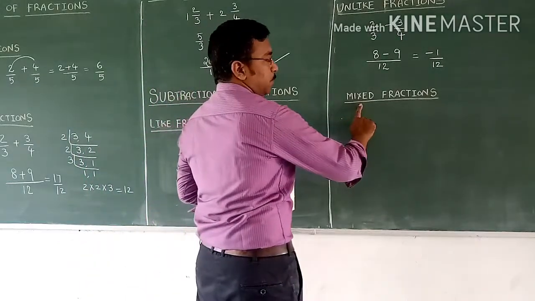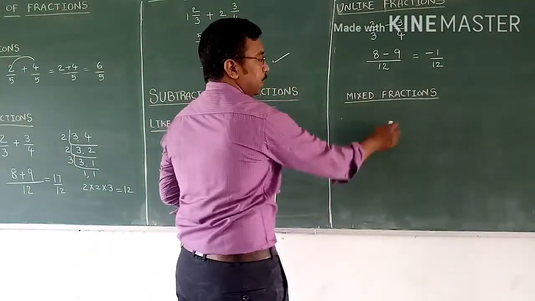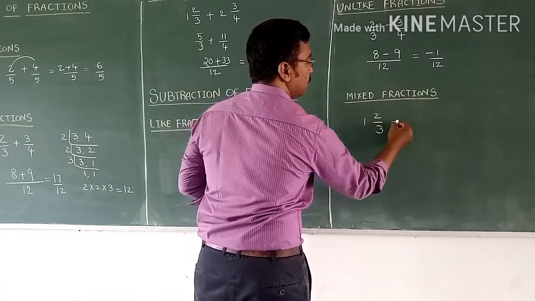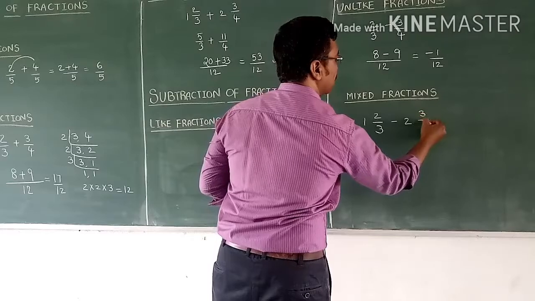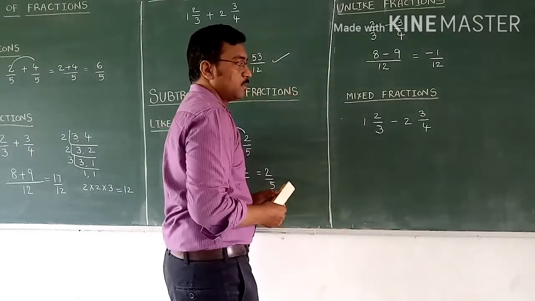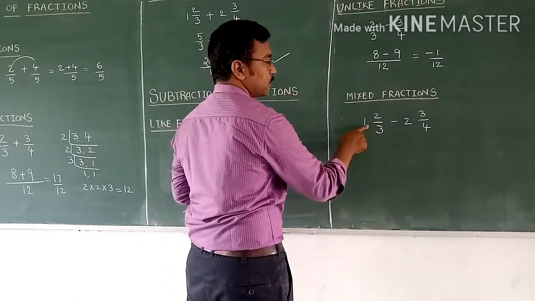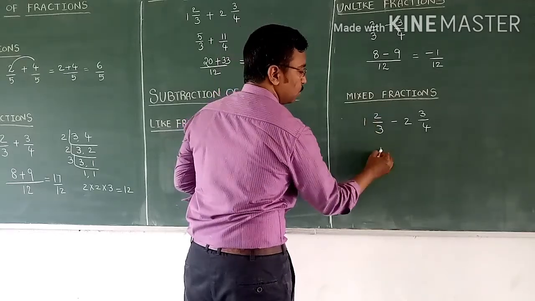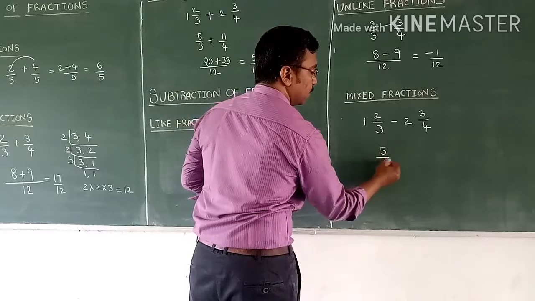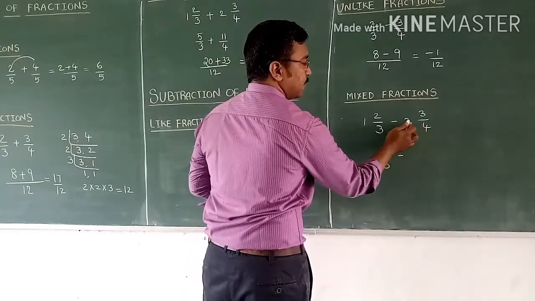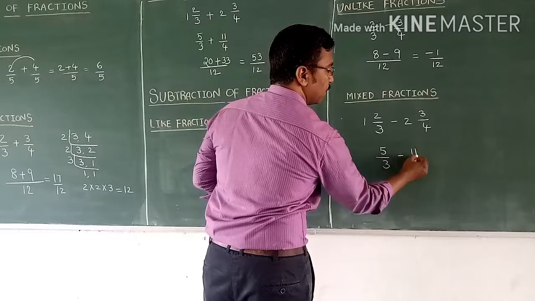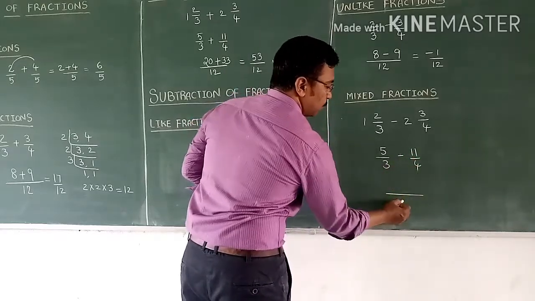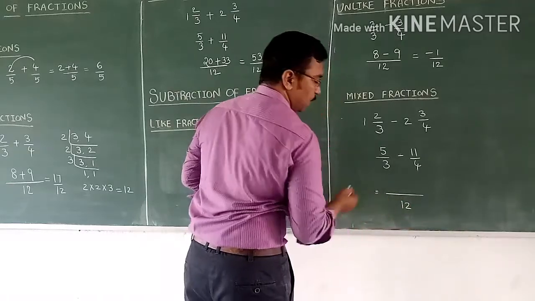Now subtraction of mixed fractions. I am taking two mixed fractions here, 1 2 by 3 minus 2 3 by 4. How is the subtraction done? First of all, I am converting these mixed fractions into improper fractions. 3 into 1, 3, 3 plus 2, 5 by 3 minus 4 2s are 8, 8 plus 3, 11 by 4. See here, the LCM of 3 comma 4 is 12.